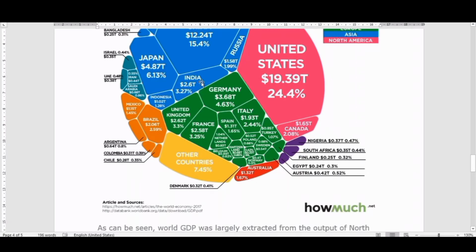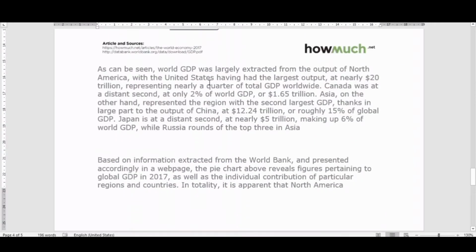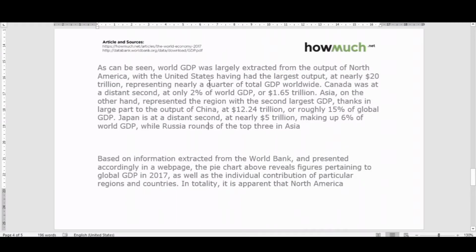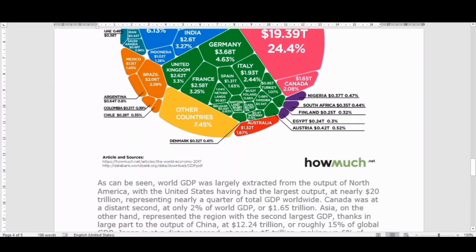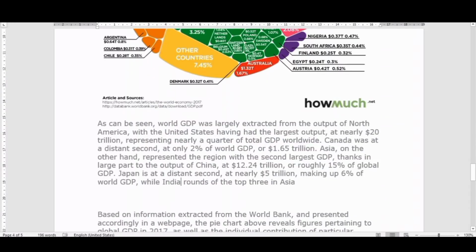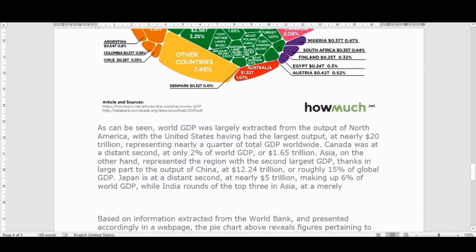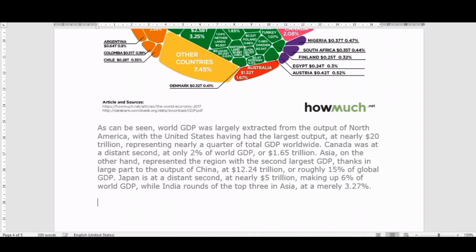I'm sorry, I should have said India. So India rounds off the top three in Asia at a mere 3.27%. There. And then let's now segue to Europe.